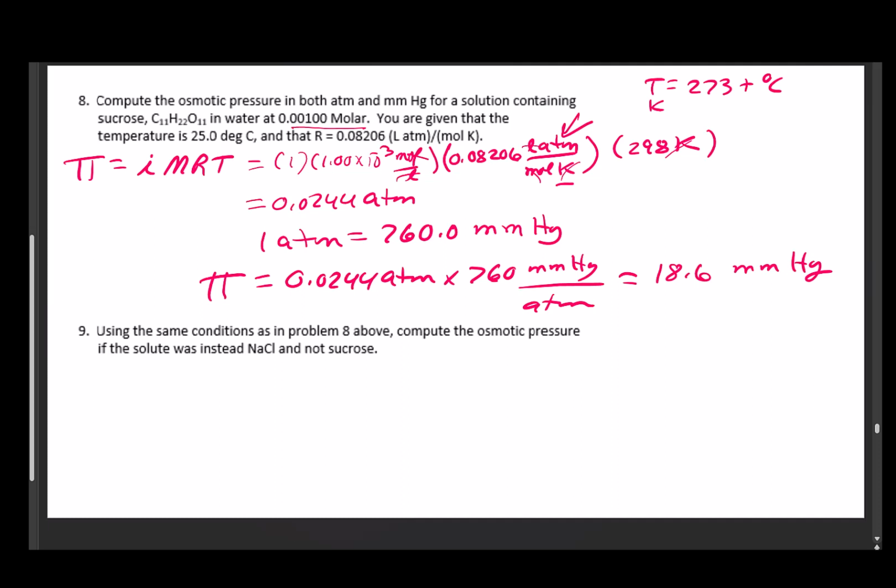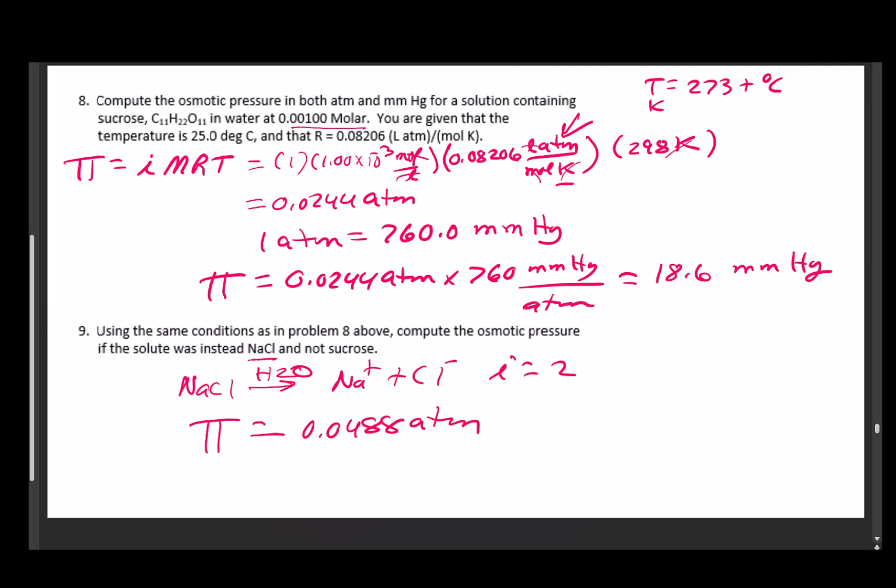And then the next problem here, number 9, is really the same as 8, except we're using sodium chloride as our solute instead of sucrose. So in this particular case, an aqueous solution in water, you should know that it dissociates, so i is equal to 2. So we have the same numbers as before, except the i is different, so everything's going to be doubled. So pi is going to be equal to 0.0488 atmospheres.